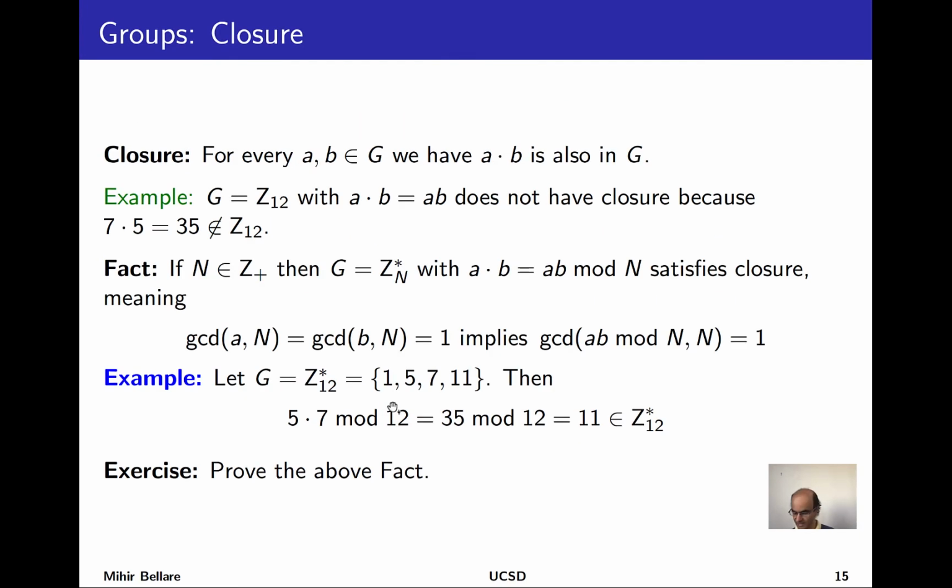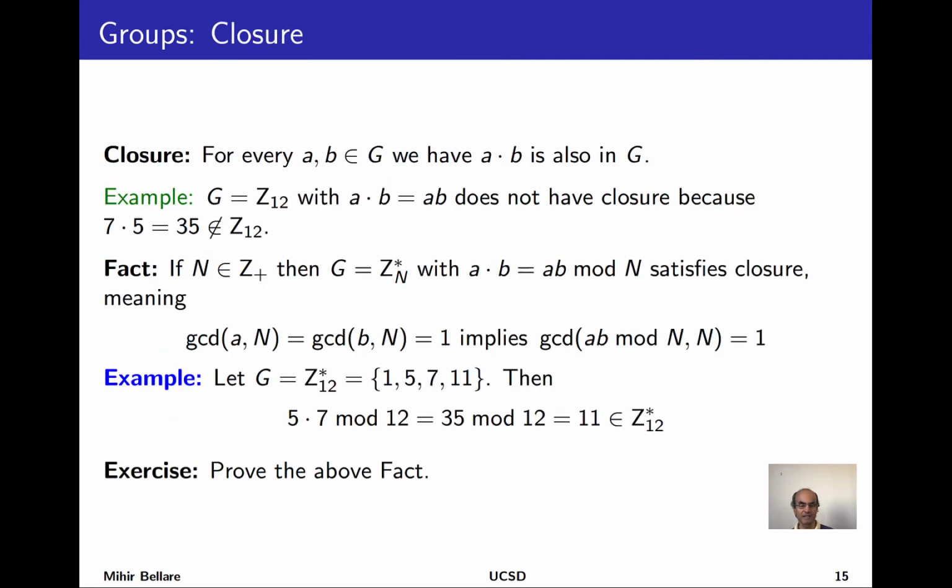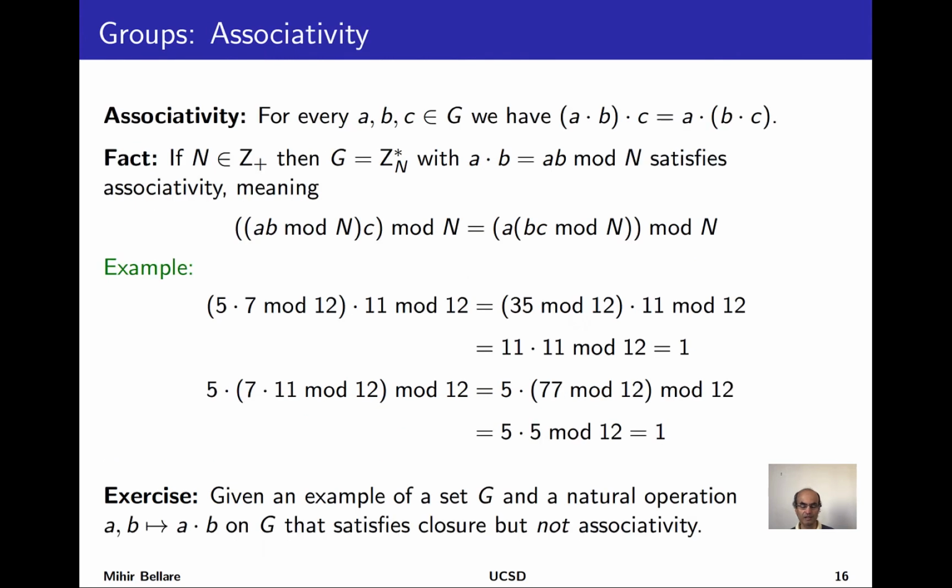Again, it's interesting to think about this through non-examples. Can you give an example of a set G and a natural operation on it? It should satisfy closure, but it should fail associativity. And this little exercise, I think, will help you understand associativity more and also appreciate that it's not a triviality. It doesn't always happen.